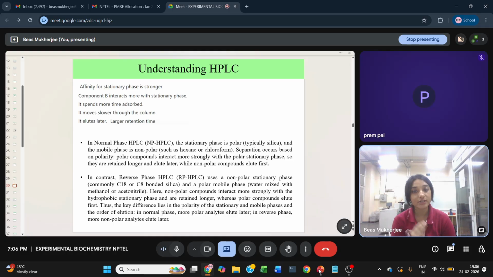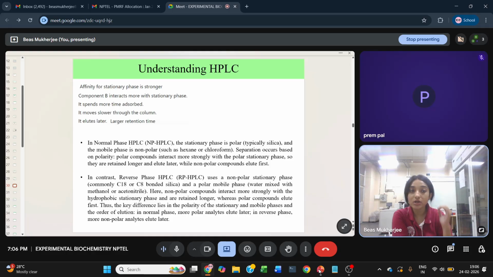In contrast, reverse phase HPLC has a non-polar stationary phase, commonly C8 and C18 bonded silica, and the polar mobile phase, water mixed with methanol or acetonitrile. This is my mobile phase. Acetonitrile is very harmful for our body. That is why HPLC is a very expensive instrumentation, because it requires high pressure, plus it is also very difficult to use because of the very toxic acetonitrile and methanol used as mobile phases, right?